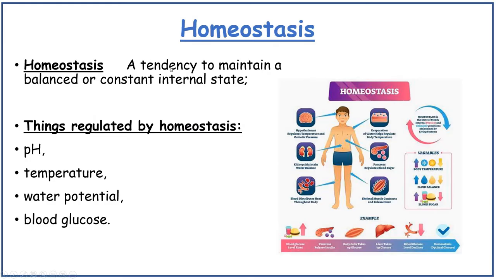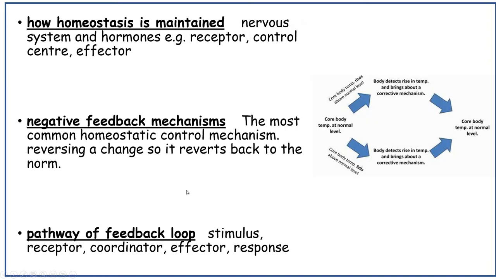So homeostasis is a tendency to maintain a balanced or constant internal state. Things regulated by homeostasis are pH, temperature, water potential and blood glucose levels. How homeostasis is maintained: nervous system and hormones, like receptor, control centre, effector. Negative feedback mechanisms are the most common homeostatic control mechanism, reversing a change so it reverts back to the norm.